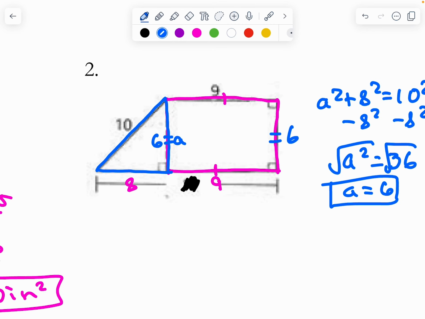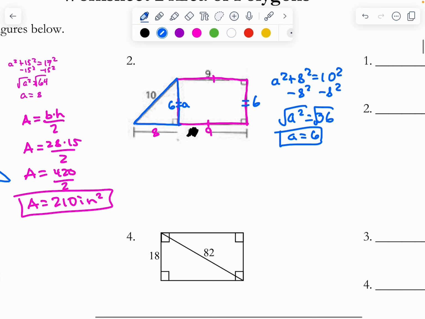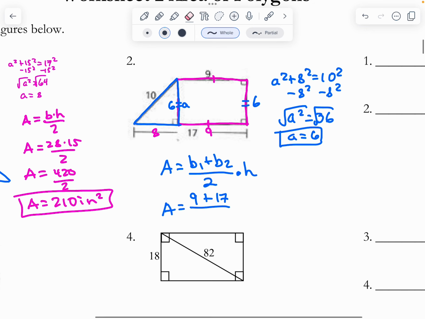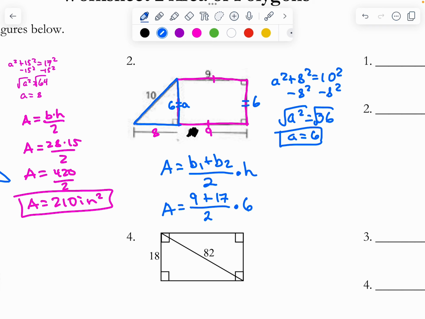Not that we needed to know that, but for this trapezoid, remember that the area of a trapezoid formula is the average of my two bases times my height. So my area is going to be my base on top, 9, plus the total of 8 plus 9, which we know is 17, that's what's behind here. And we're going to divide that by 2, and multiply that by my height, which is 6.